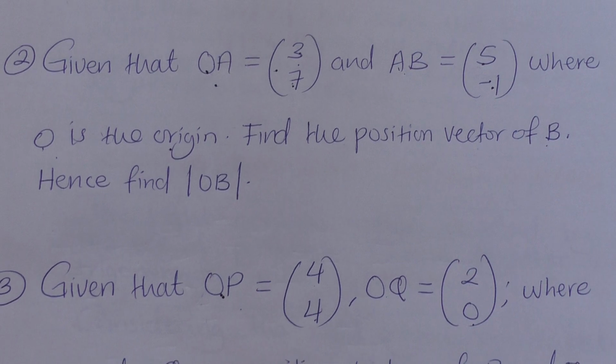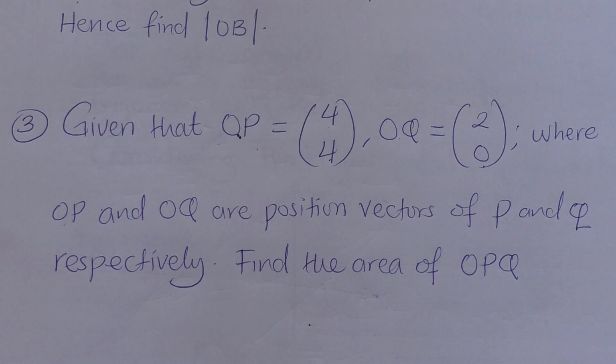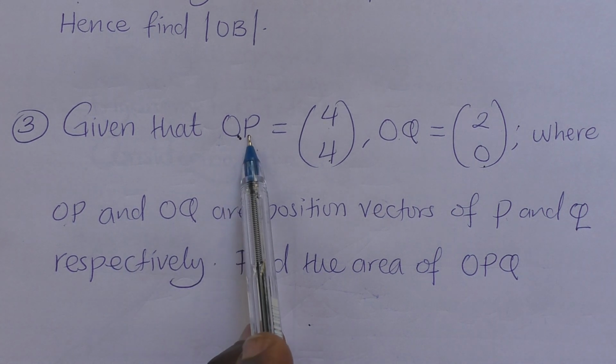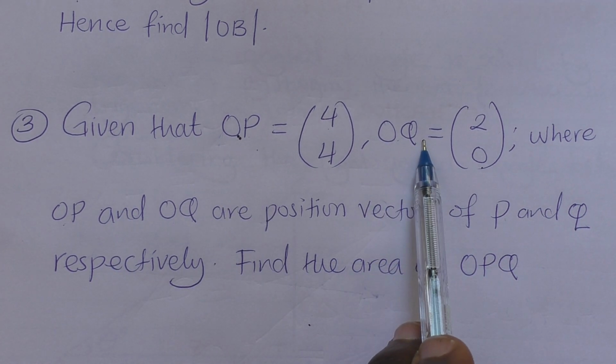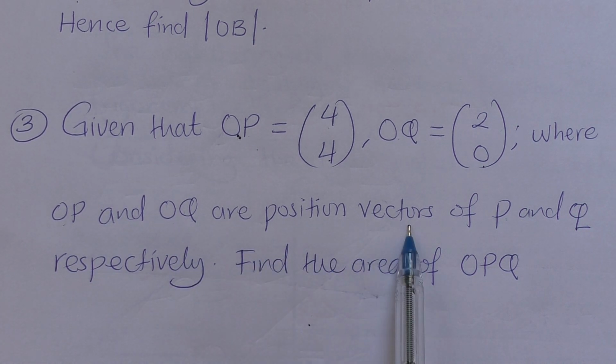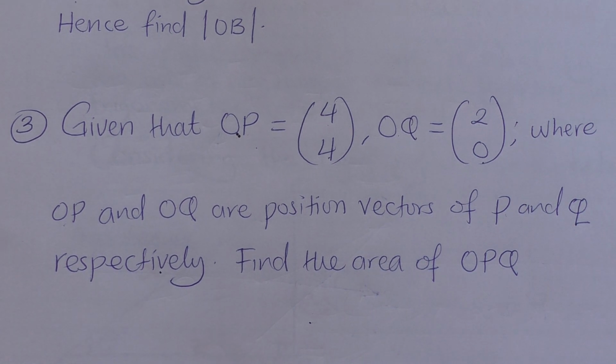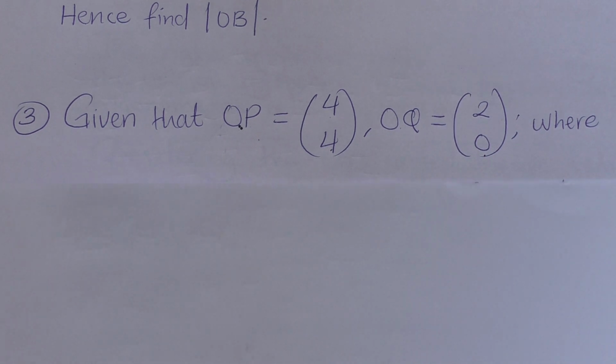Then we also have number 3. In number 3, we are given OP and OQ, where OP and OQ are position vectors of P and Q respectively. So they want us to find the area of OPQ. So OPQ will be a triangle.